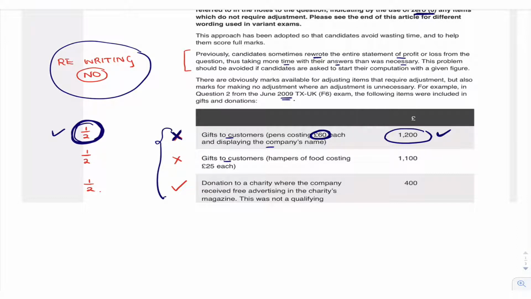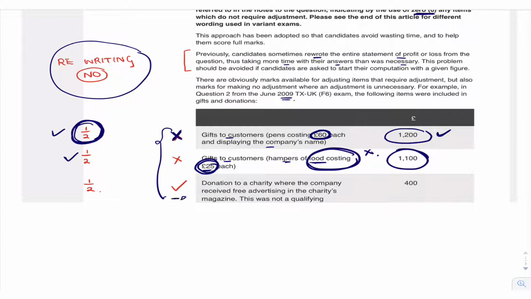Secondly, gifts to customers, hampers of food costing £25 each. They tried to catch you here. This is below the £50, but gifting food to a customer is not allowed. So for adding this amount back, again half a mark.